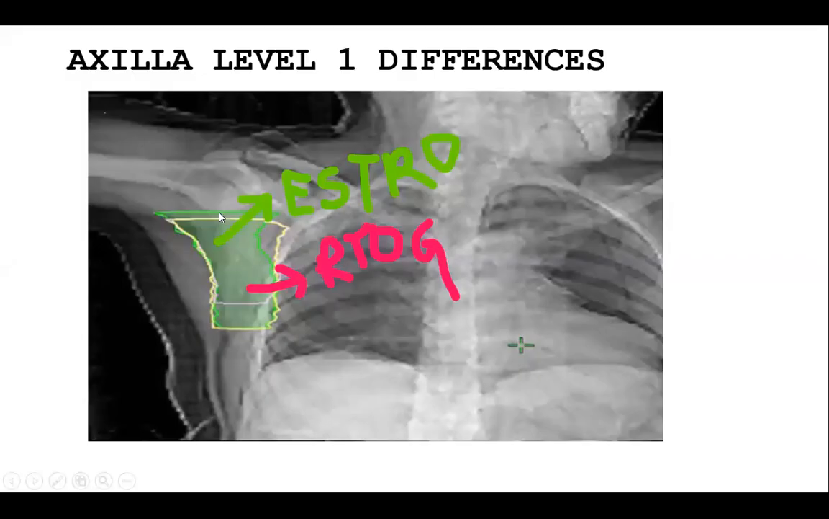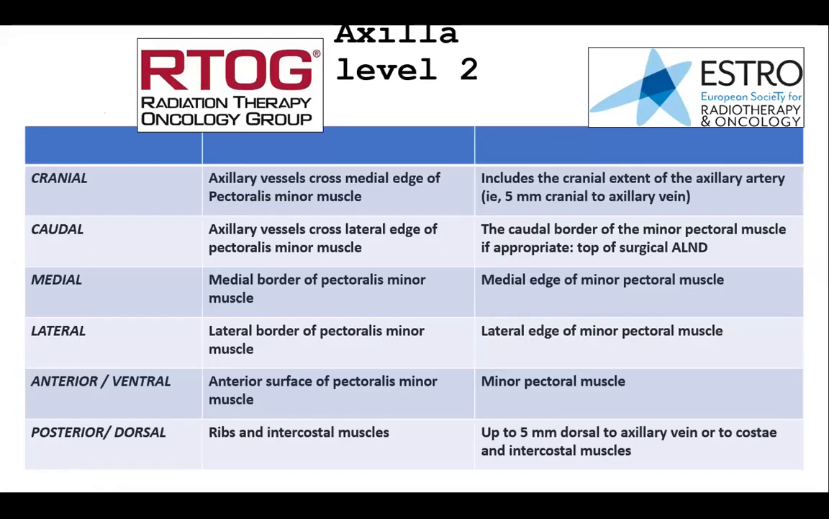So again, we can see the cranial limit is slightly higher. The caudal limit of ESTRO is much larger than the RTOG, whereas the posterior border of RTOG is slightly more compared to the ESTRO posterior CTV. Okay. So moving ahead with the level 2 lymph nodal station.